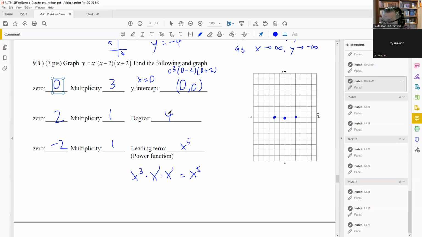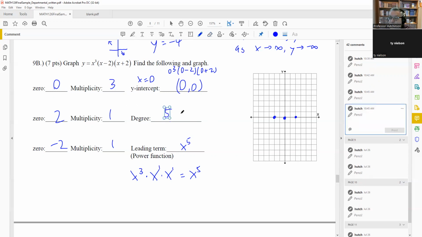So we get x to the fifth. Oh, that means that this degree was not correct here. I just did 3 plus 1 plus 1, so that should be a 5. The degree should actually match what you get on the leading term. So these kind of go together and make sure you did them correctly. So that's kind of why both of these are here. Whatever your degree is, that should be the same power that's on your leading term. That should always be the case here.